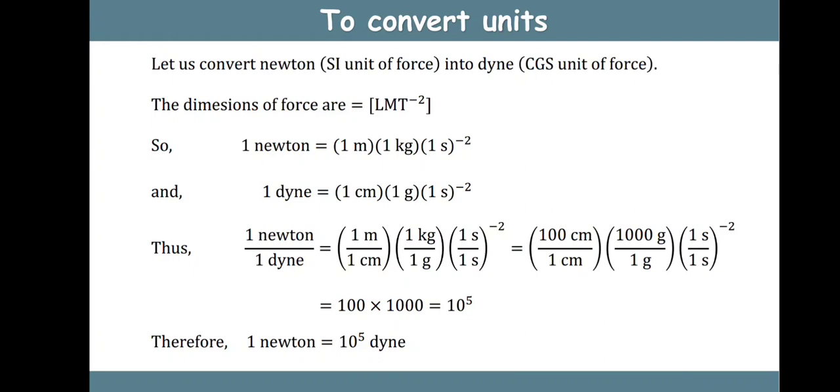Okay, firstly we take the SI units, second we take the CGS units, then divide these units. In the last step we can convert the unit into that unit, which means dyne. So 100 by 1000 by 1, gram cancels out with gram, centimeter cancels out with centimeter. So we will get only 10 raised to power 5, which is equal to 1 Newton equals 10 raised to power 5 dyne.